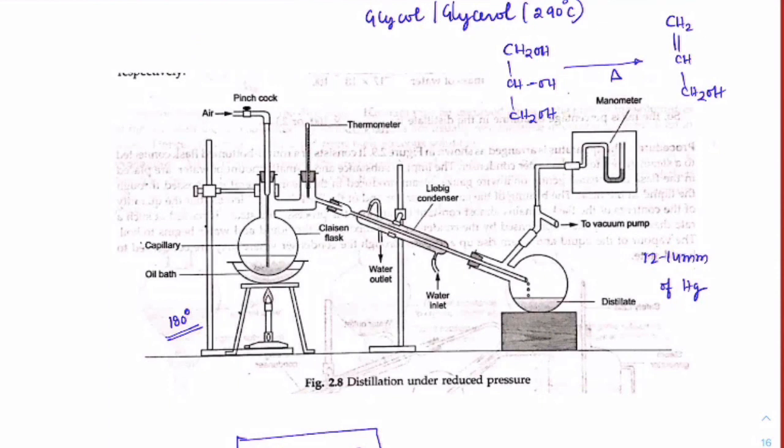Okay, and the molecule identity will be retained. Got it? So the entire same glycerine will be distilled here. I hope you understood the principle behind it, everyone. Okay. Acha, where do you use vacuum distillation? When the boiling point of the liquids is so high that if you bring it to that level, the molecular identity will be lost. So in those cases, we will use vacuum distillation.